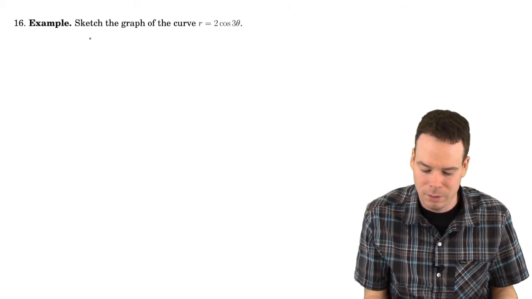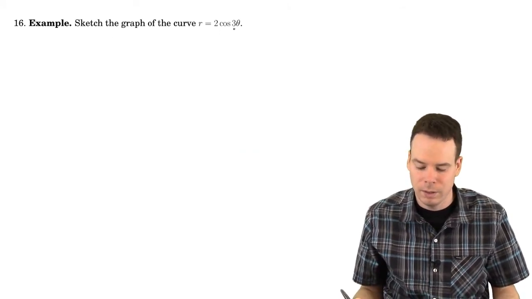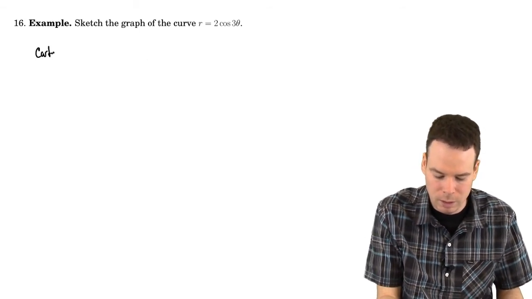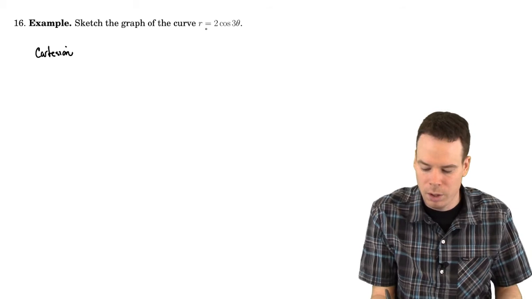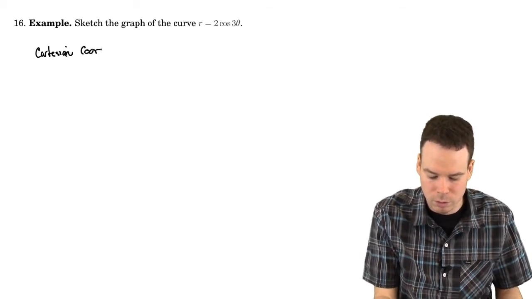Okay, so let's look at another example. Sketch the graph of the curve r = 2 cosine 3 theta. So we'll proceed much like we did in the previous case. I'd like to know how r changes with respect to theta. So we'll go to the Cartesian coordinate system first.